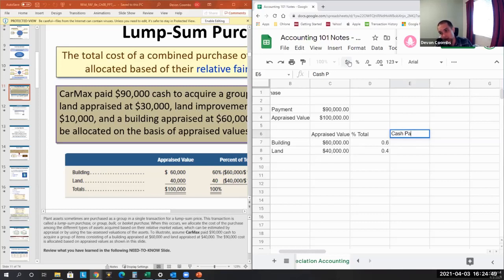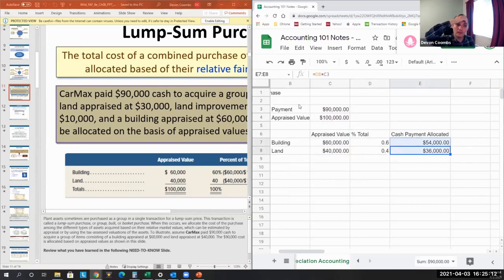Cash payment allocated. We only know we bought the building and the land for $90,000. That's all we know. That's what's on the contract. But we have to allocate that $90,000 based on the appraised value. And so we'll take that 60% and multiply it by the payment. We'll take the 40% and multiply it by the payment in order for this amount to equal our total payment, right? Because we just paid $90,000. We know we paid $90,000 and we know the building's valued at 60,000, the land's valued at 40,000. So we allocate that cash payment based off the percentage of the fair market value or the appraised value. Does that make a little more sense?